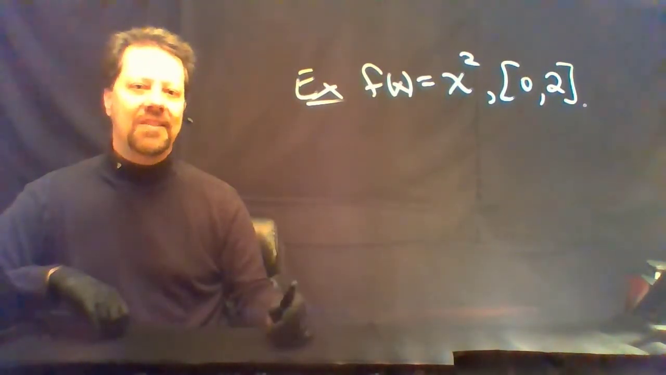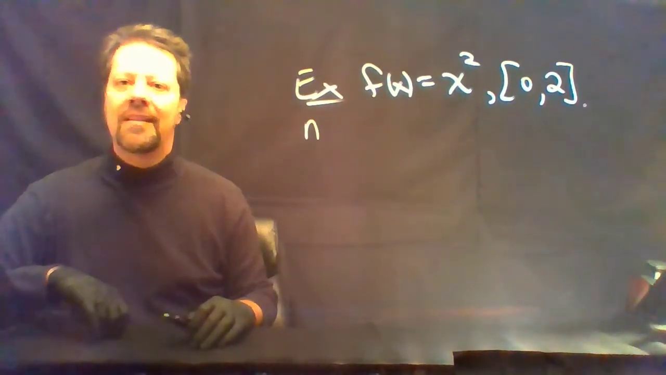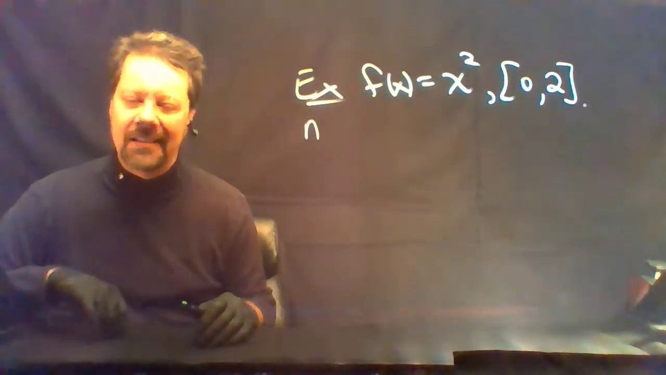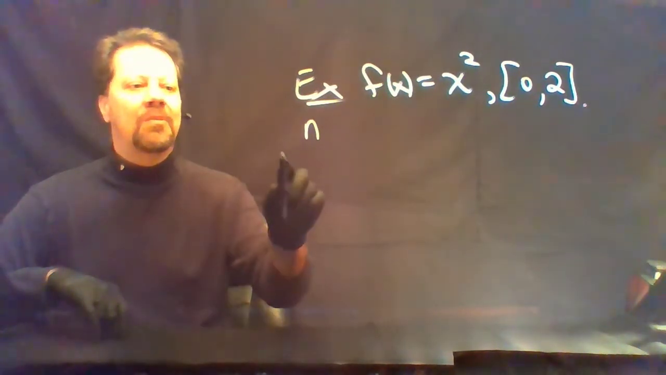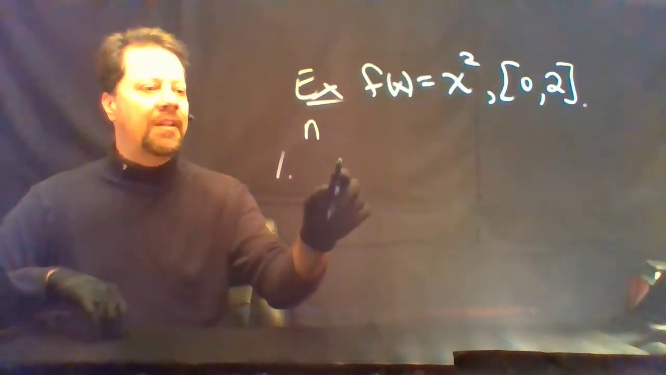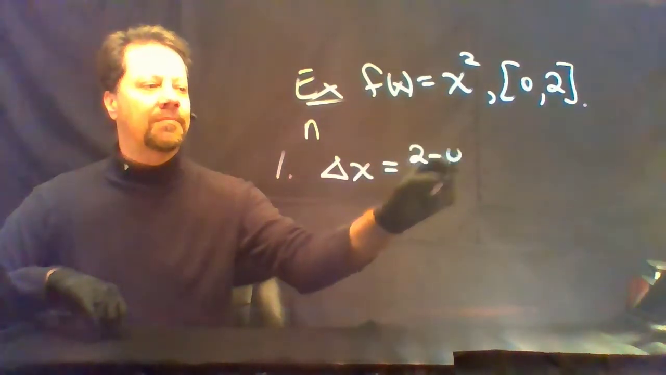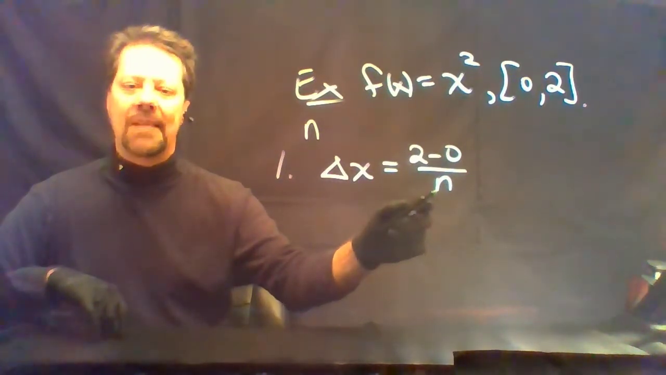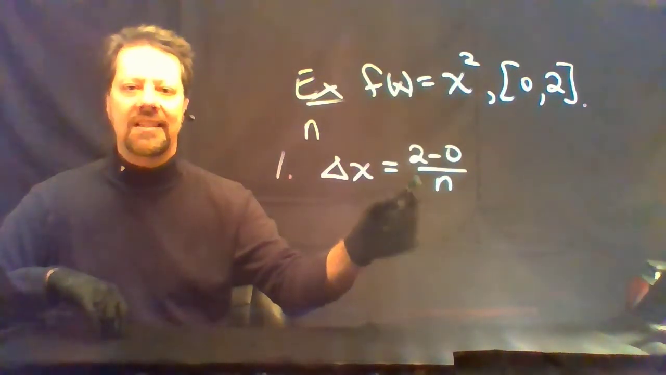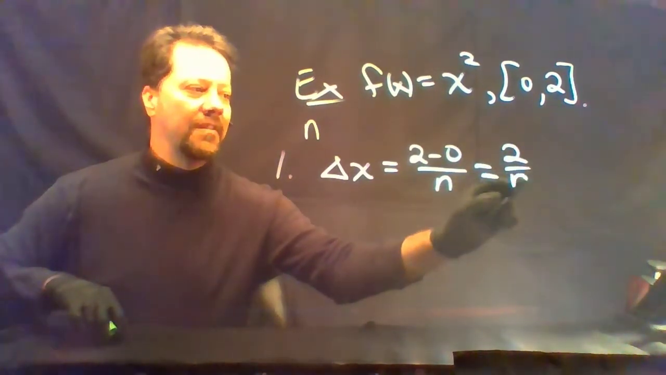In this case, let's leave the number of subdivisions as a variable so that we can ultimately take a limit as the number of subdivisions goes to infinity. We'll progress in 3 steps. In the first step, we'll calculate delta x. It's the length of the interval divided by how many times you subdivide it. But in this case, n is a variable, and that gives 2 divided by n.